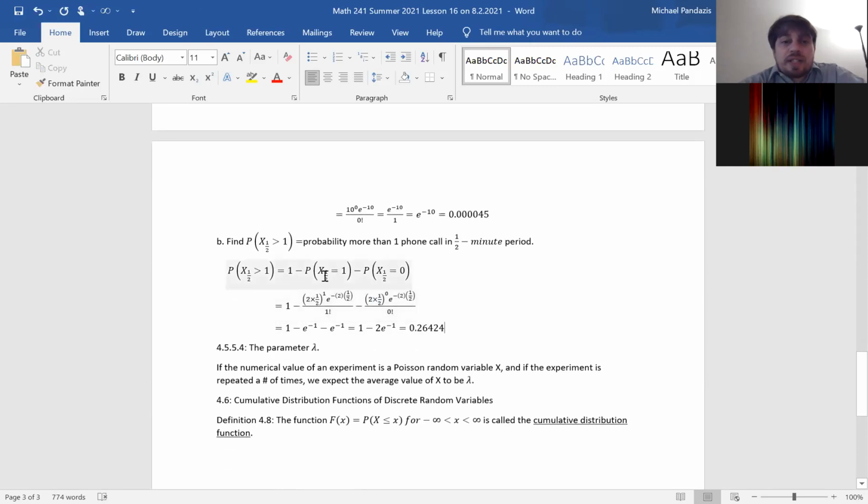Now, here, t is 1/2, lambda is always 2. Lambda is 2, t is 1/2, and here, little x is 1. Does that make sense? Here, t is 1/2, lambda is 2, because it's given to be 2, and little x is 0. And so now you can find the values of both of these, subtract from 1, and you get that.